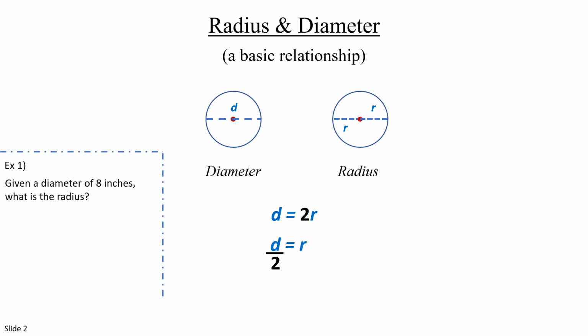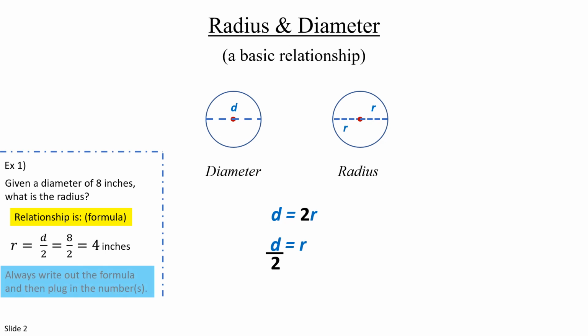Here's an example. Given a diameter of 8 inches, what is the radius? Well, the relationship or formula is the radius is diameter divided by 2. So then we plug in the numbers. So the radius is 8 divided by 2, or 4 inches. Always write out the formula and then plug in the numbers.